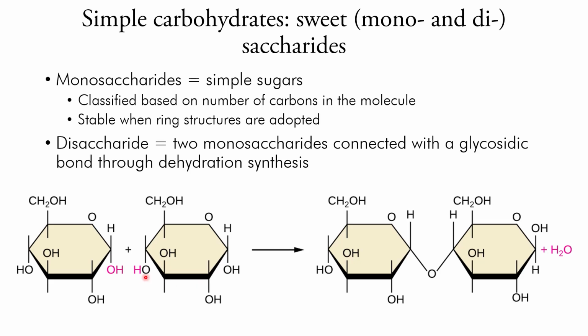And we can pull out a water right here to make a disaccharide when we join two monosaccharides together. This is what we call dehydration synthesis. But for the purposes of this course, just know generally a monosaccharide looks like this, a disaccharide looks like that. If we start pulling out water, they join together.